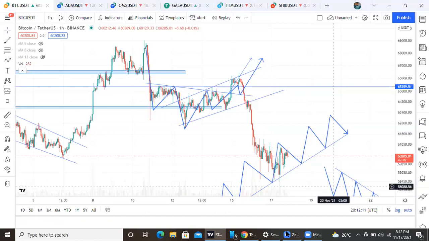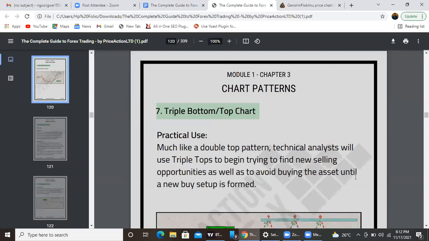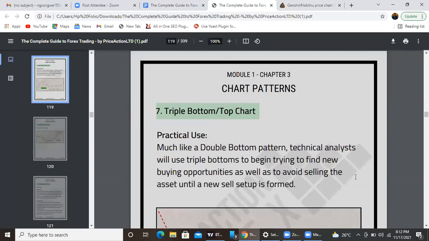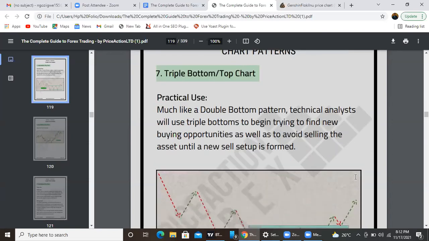Let's see more tests we have. You said that much like a double bottom pattern, in technical analysis we use triple.